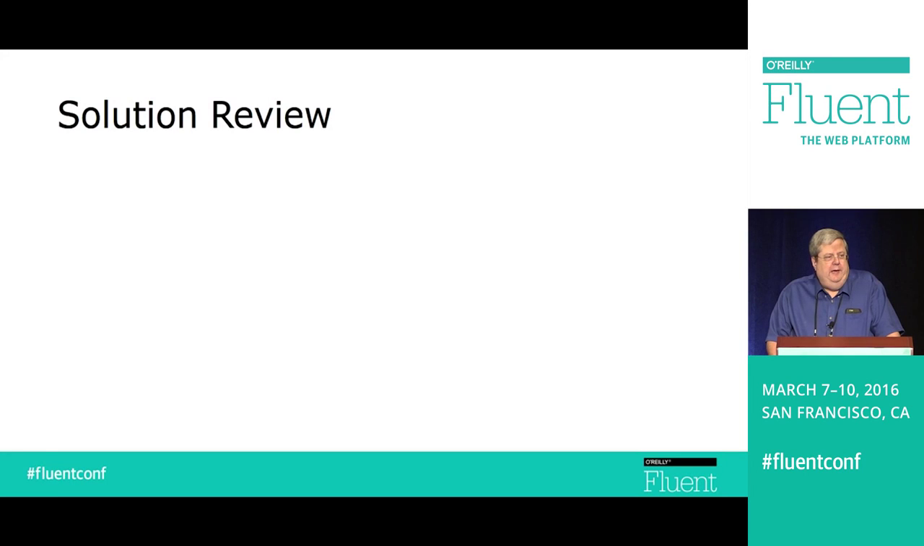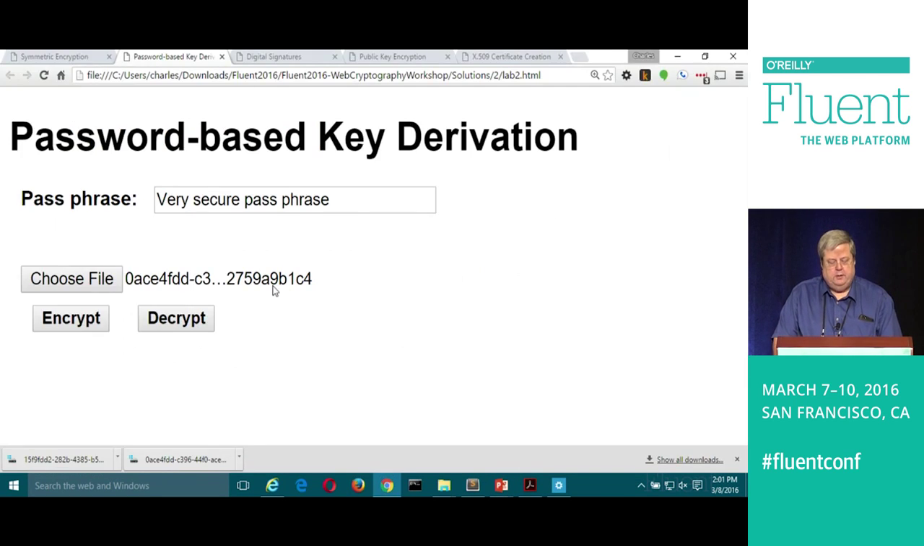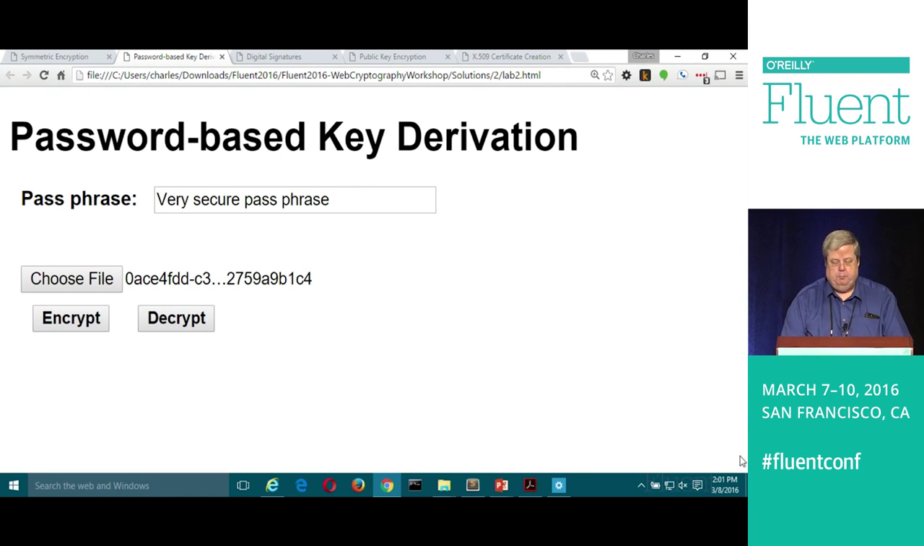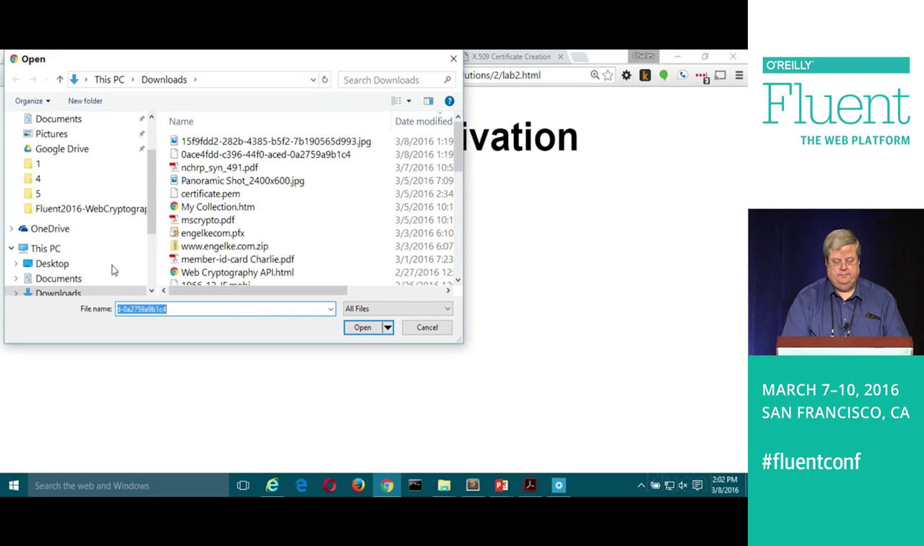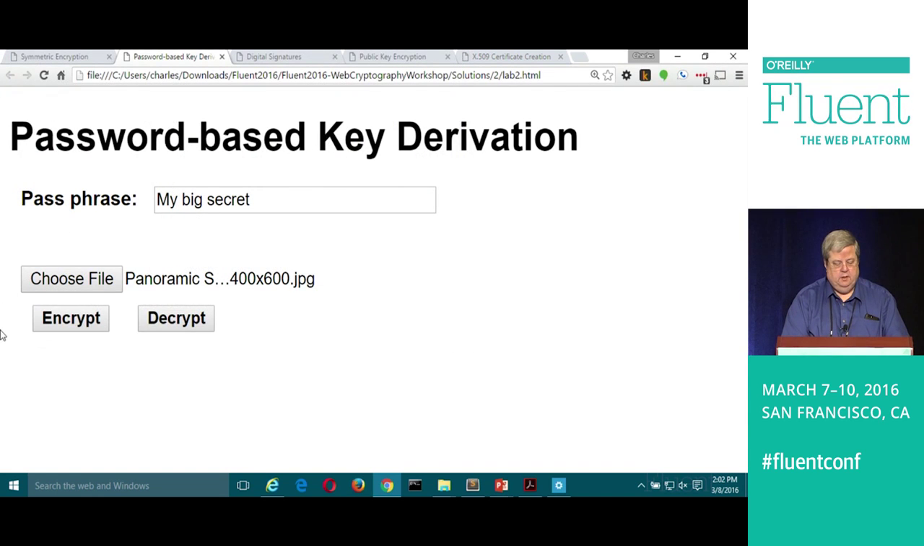Thanks. Before we actually get into going over the solution, I want to go over how the application works again. What I've realized from some of the questions is that I focus so much on minimizing the steps the developer had to do that the user experience isn't as clear as it might be. So if we go look at the password-based key derivation, what we're doing here is we're putting in a passphrase, choosing a file, encrypting it, and getting a file back.